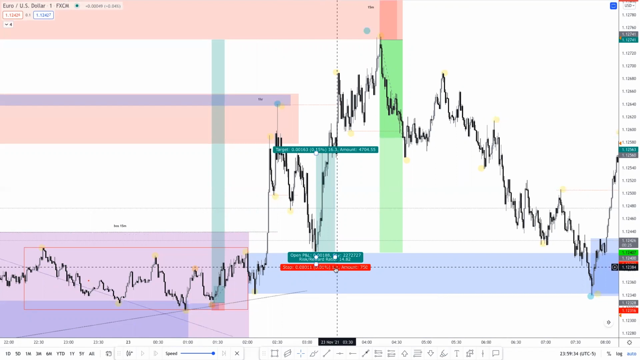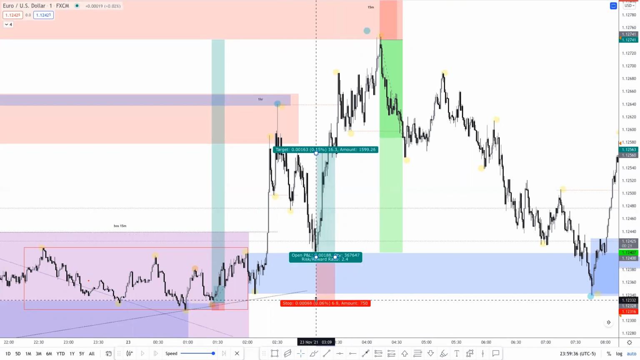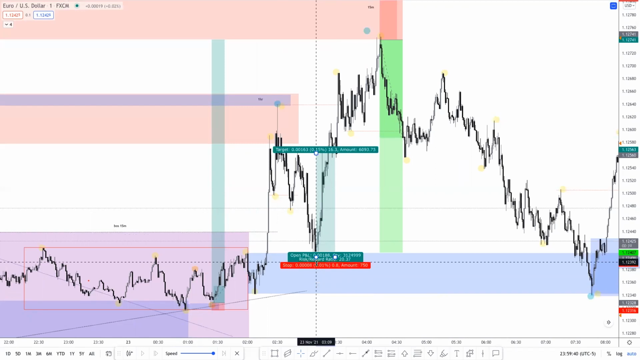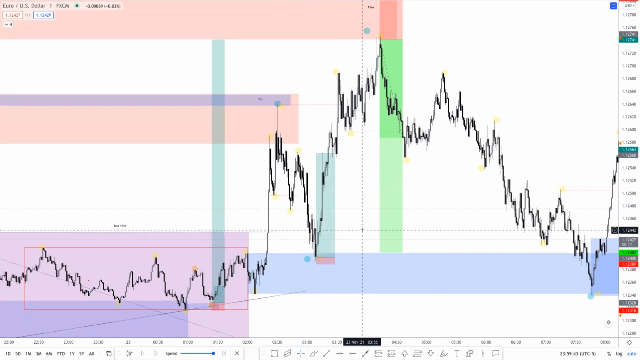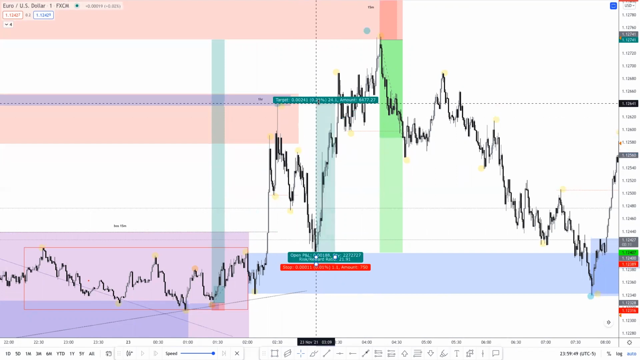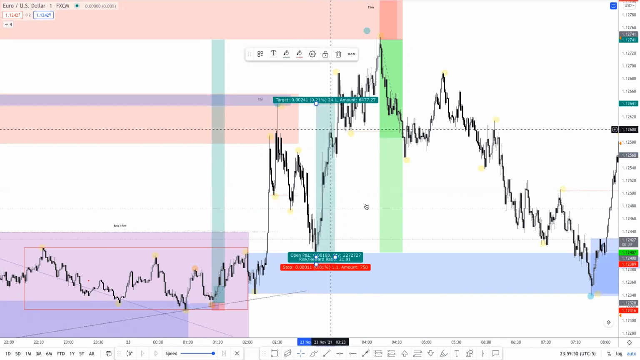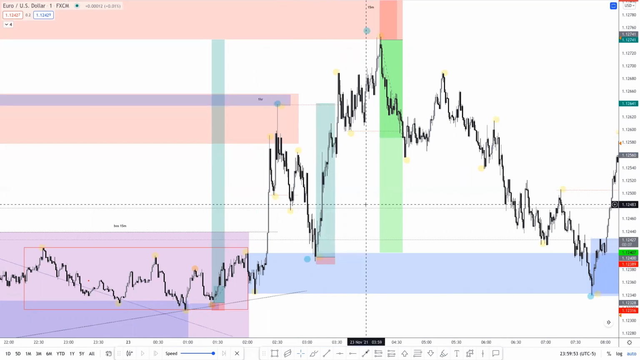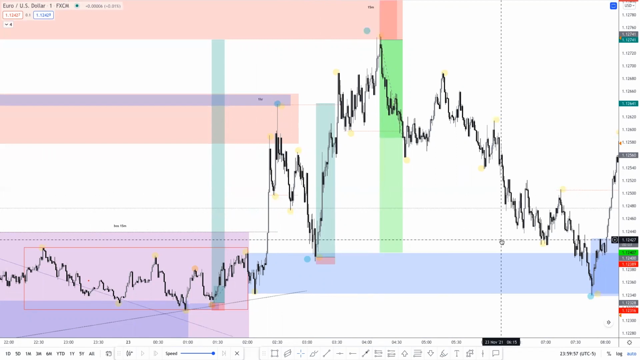So in this case, rather than having a 5.8 pip stop loss, we now have a 1.1 pip stop loss once we break this 1-minute structural point. But again, I'm looking for the main structure points to go break even as well as to take profit, because otherwise you're wasting your time and you're going to end up in loss.